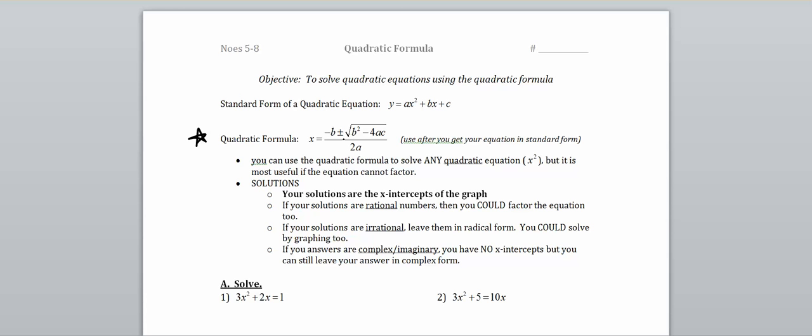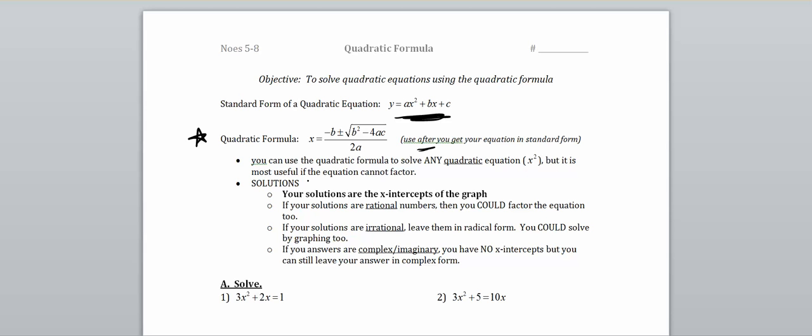However, this formula can be used if my quadratic is put in standard form. And we've talked about standard form basically just going from highest degree to lowest degree. So make sure when you go to utilize the quadratic formula, you use it after you've gotten your equation into standard form. All right? Now, the reason why we use the quadratic formula is to solve any quadratic equation. So anything with an x squared, I can use the quadratic formula.